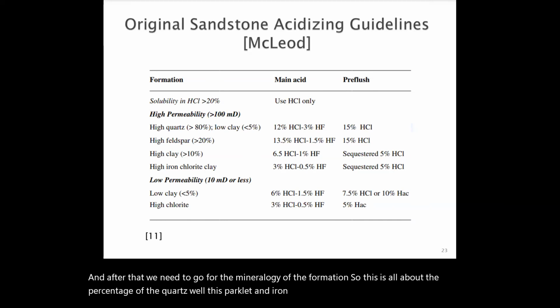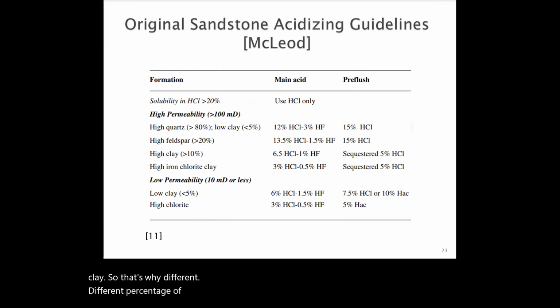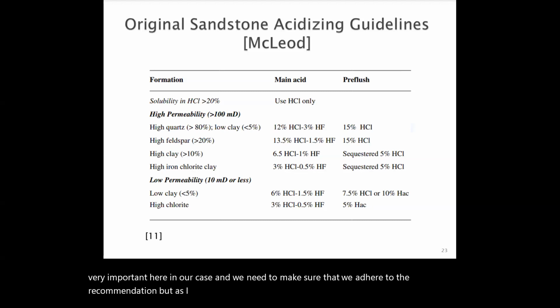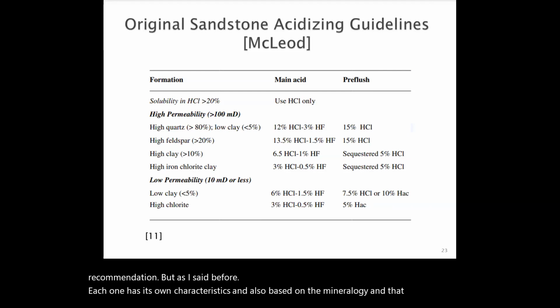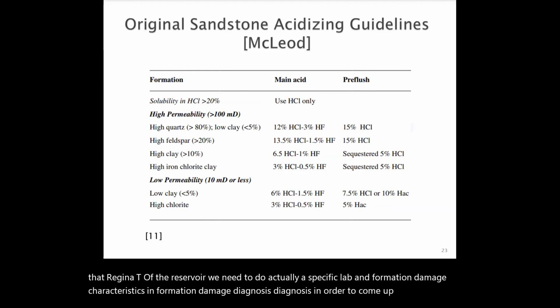Okay. So also for the iron, if we have chlorite clay, that's why different percentages of HCl and HF are required in order to tackle those issues. Also, the pre-flush is very important here in our case, and we need to make sure that we adhere to the recommendation. But as I said before, each well has its own characteristics, and based on the mineralogy, which conveys the heterogeneity of the reservoir, we need to do a specific lab and formation damage diagnosis in order to come up with the specific damage.